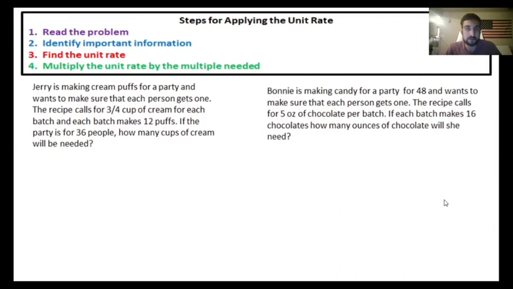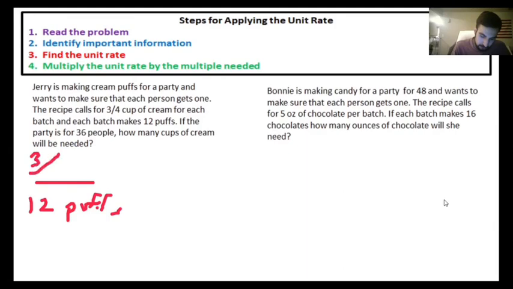So I have to think about this one a little bit. I know 36 people are going to be at this party. I know each person needs one cream puff. So I know each batch makes 12, but I need a total of 36 cream puffs so each person can have one. So I'm going to end up putting my puffs as my denominator. So the information it gives me is about 12 puffs. And I know we need 3/4 cups for those 12 puffs.